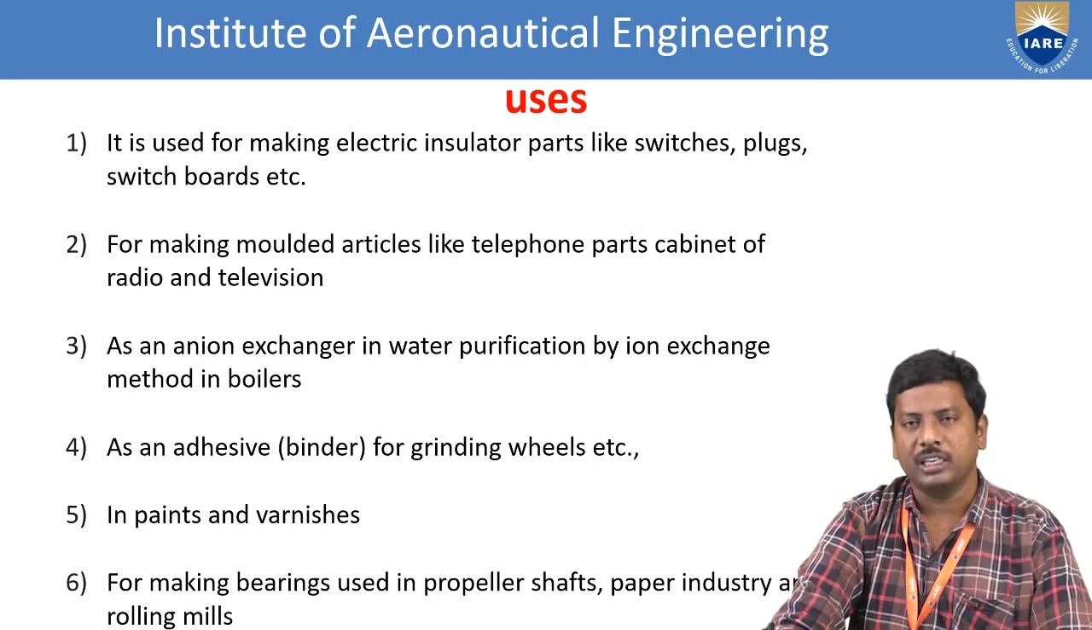So this is about the uses of a bakelite polymer. It is used for making electric insulator parts like switches and switchboards. That means these are mainly electric home appliances, mainly used for switches, lights, and switchboards. The second use is for making molded articles like telephone parts and cabinets of radio and television.